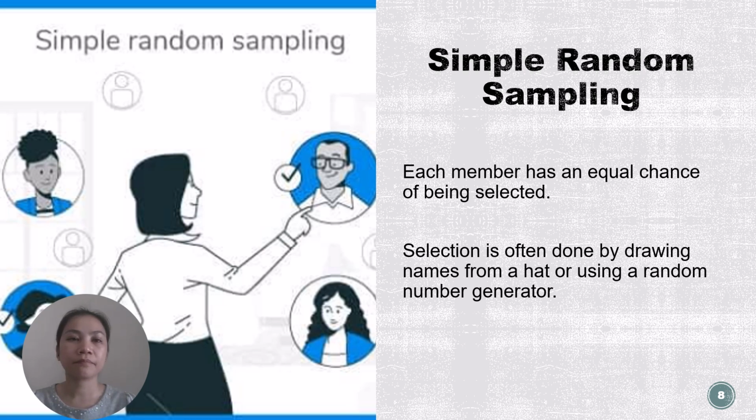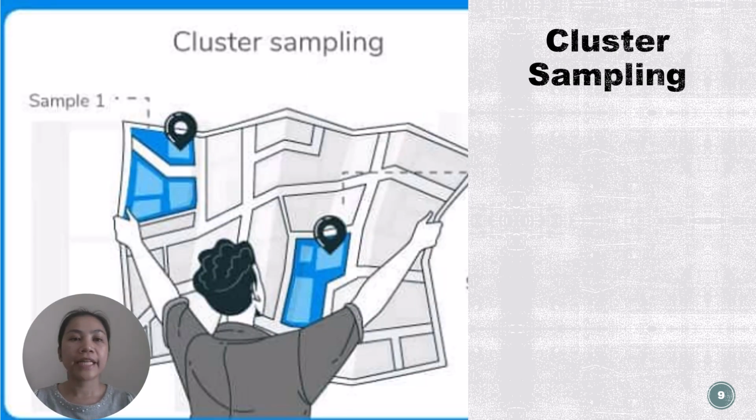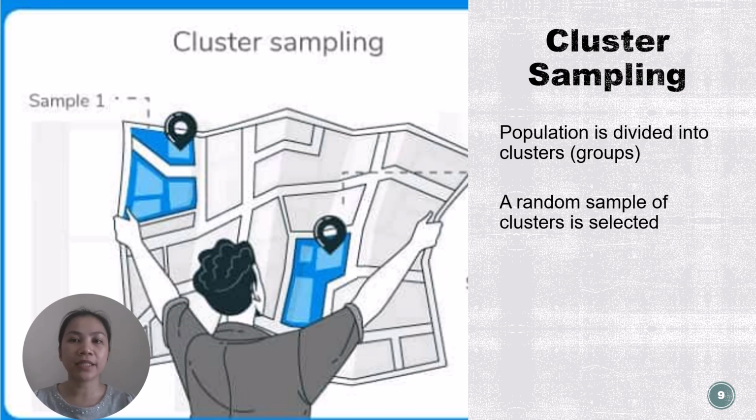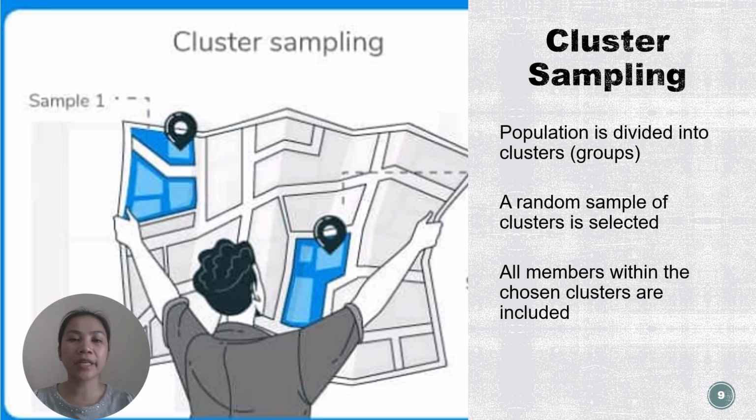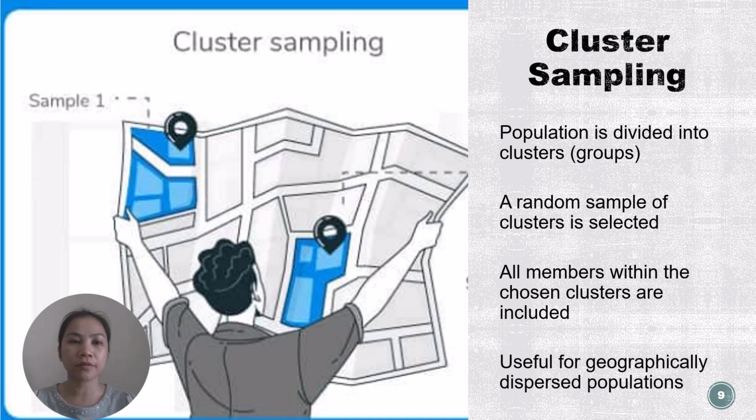In cluster sampling, the population is divided into clusters or groups. Then clusters are randomly selected, and all members within those clusters are included in the study. Cluster sampling is beneficial when the population is geographically dispersed.